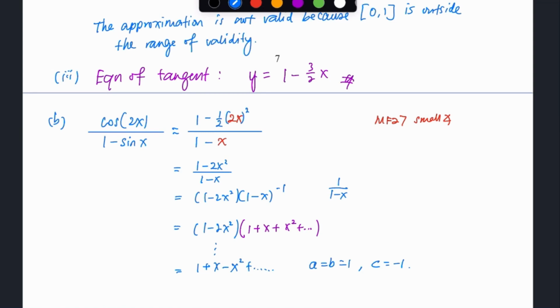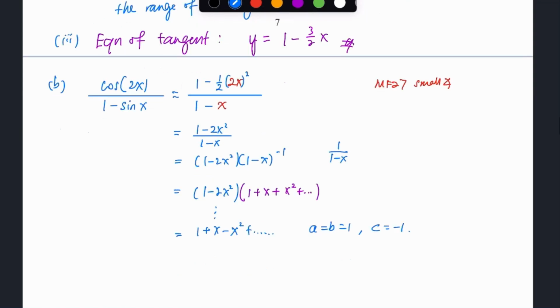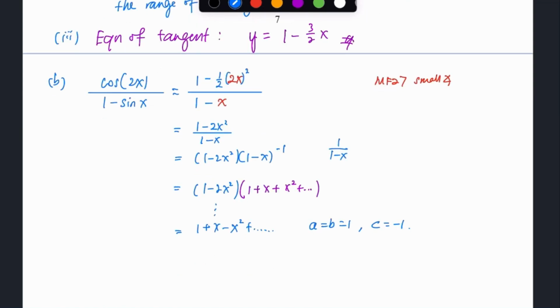Now looking at the time, let's finish up question 6 and a little bit of question 7. For the remaining parts, you try on your own, but I will go through complex numbers during the tutorial itself. So with this, I will quickly go on to question 6.